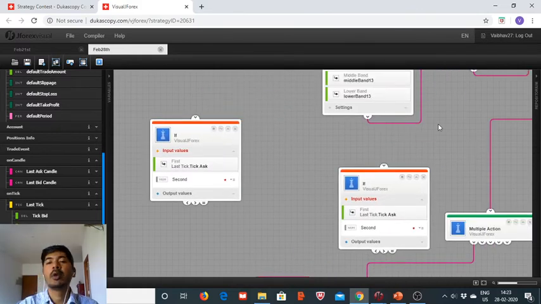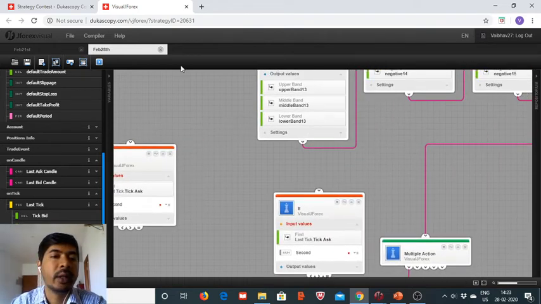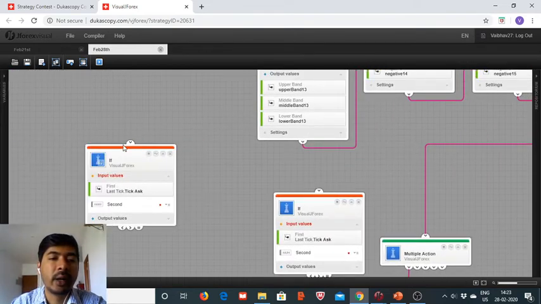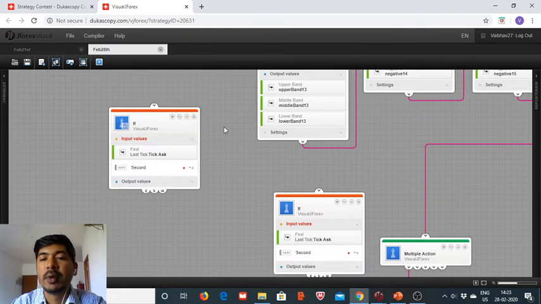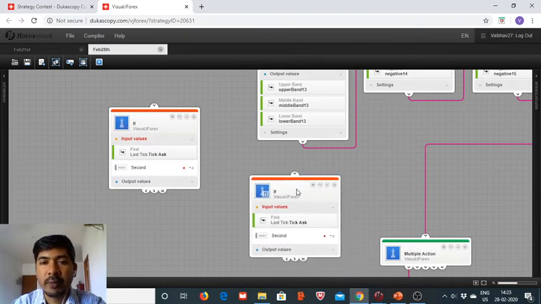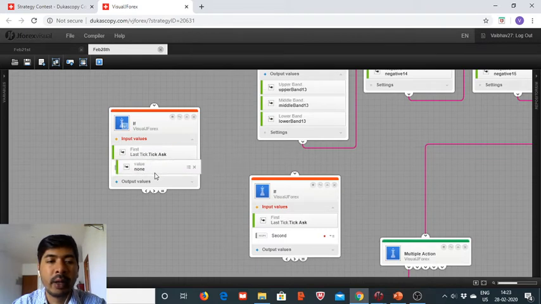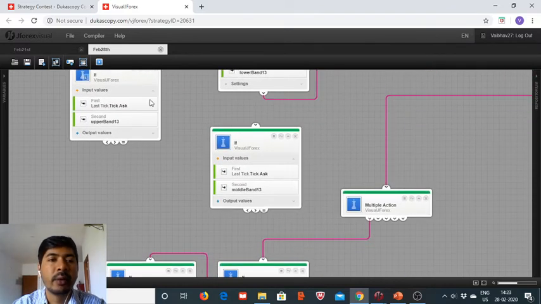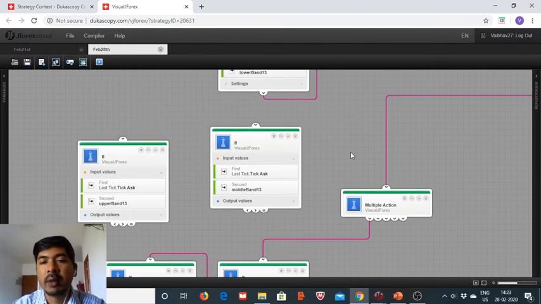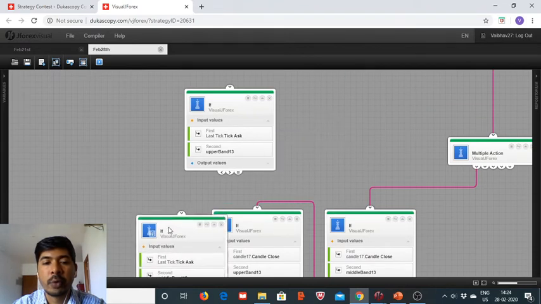I think today we will be only able to develop the buy side, and tomorrow we will complete the sell side, and then test run, and if required we will do the further optimization. Let's bring in here the upper band at one if block and the middle band at another, and then we put it here.